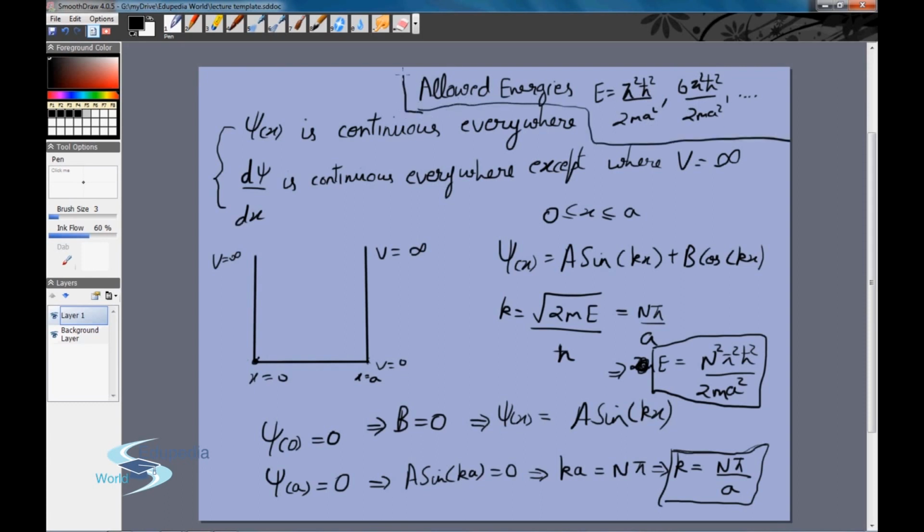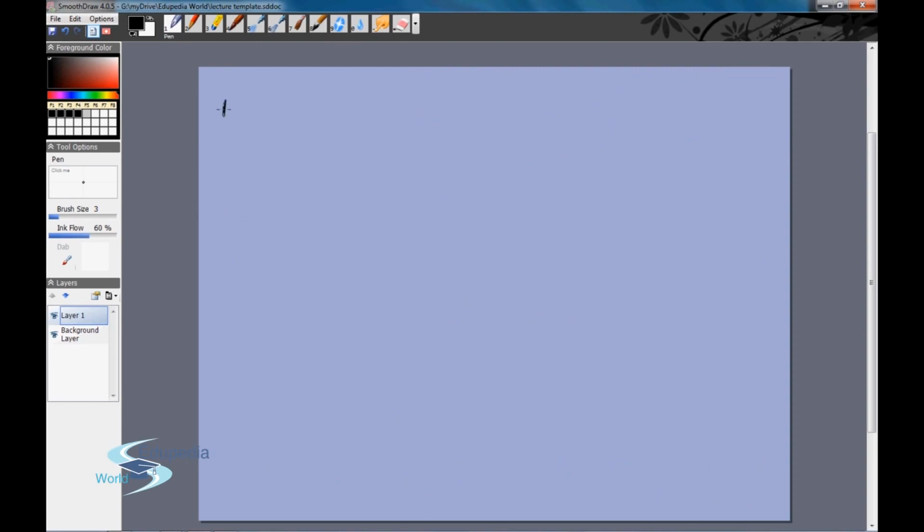Now let's look at what the allowed values of energies represent. We'll look in detail at cases such as n equal to 1, n equal to 2, n equal to 3, and so on. So let's look at the case where n is equal to 1. Here we have psi of x is equal to a sine of pi x by a. So the graph looks something like this.